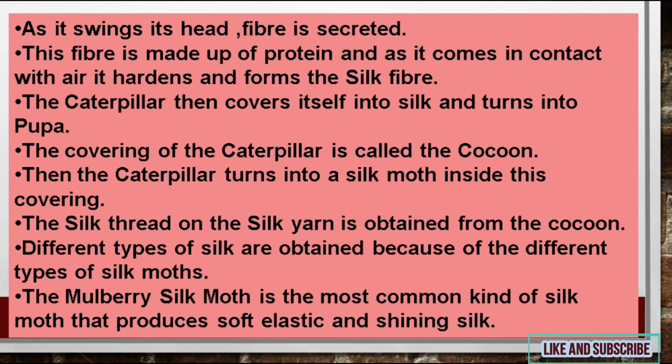And students, as I said, at the pupa stage the silkworm moves its head in an 8 shape, and at this stage the silkworm secretes fiber. And students, this fiber is basically made up of a protein. The silkworm secretes a certain kind of protein from its mouth, and when this protein comes in contact with air, it becomes hardened and forms the silk fiber.